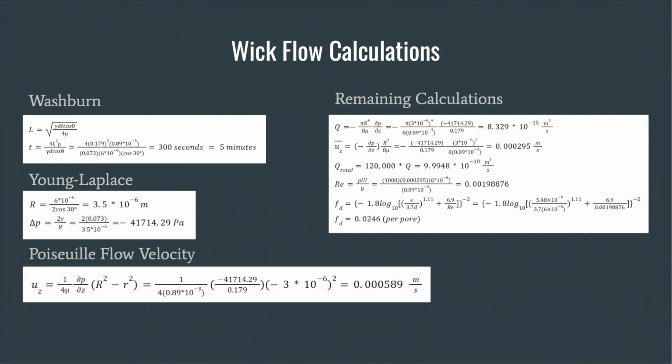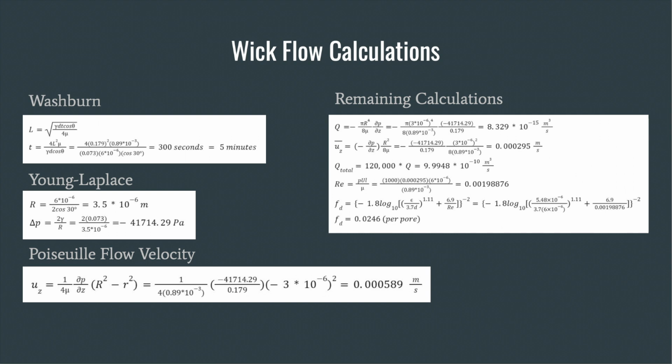To analyze the flow through the wick, we use the Washburn equation to find the time for the water to reach the top of the wick, which is about 5 minutes. Within a long pipe, the constant pressure difference will have a lower pressure gradient. To find the change in pressure across the curved interface, which is what drives the fluid through the pore, we use the Young-Laplace equation to get a pressure drop of around 41,000 Pa, since a lot of pressure will be needed to get the fluid through a small hole.